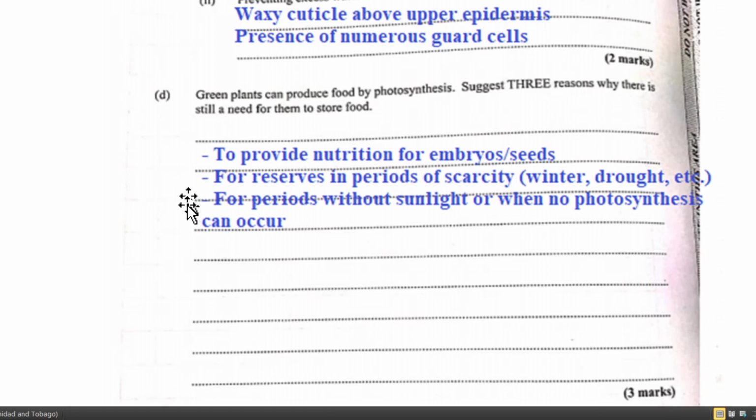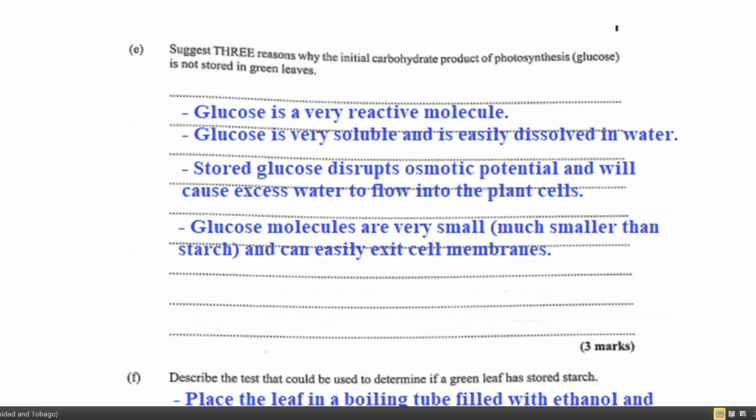And then there's periods without sunlight or when no photosynthesis can occur. So during the night, for example, especially in countries where the night period will be very, very long, they have to be able to store a lot of food in their stems and in their bark and so on as a result. So let's look at E.